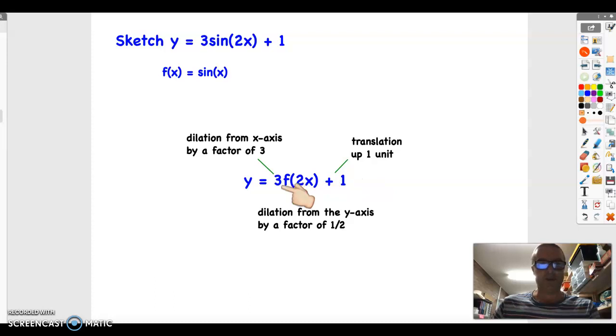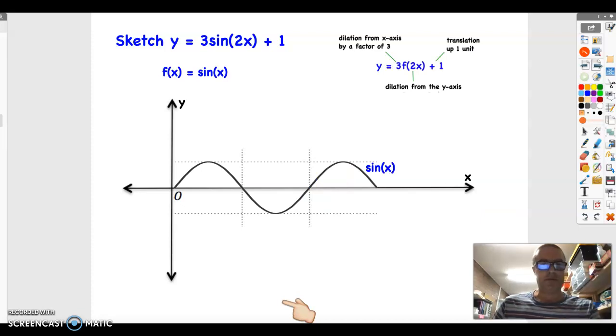So we've got that dilation by a factor of 3 from the x-axis. We've got that dilation from the y-axis by a factor of 1 over 2, or a half. And we've got a translation up 1 unit. So what we can see here before we do the transformations is the graph of sine x.